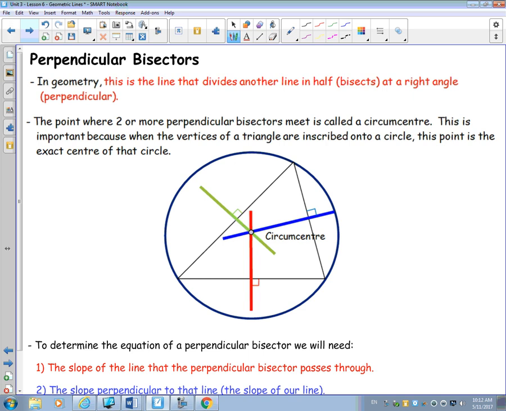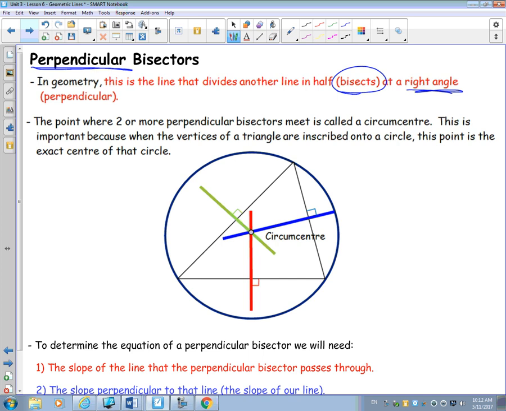This is the idea about we have a garbage dump between 2 towns. It's the equal line between 2 points. Okay? In geometry, we could define this as the line that divides another line in half. So it bisects. And it does it at a right angle. And that's why it's called perpendicular. So perpendicular bisector.